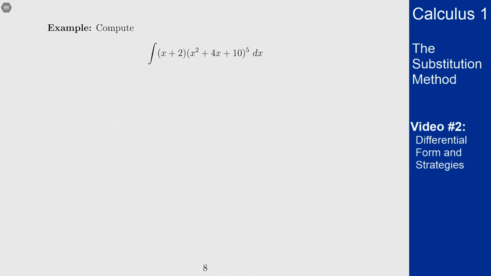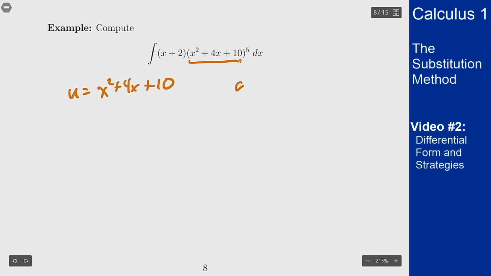Integral of x plus 2 times x squared plus 4x plus 10 all to the fifth. Well, it looks like this whole thing to the fifth is kind of like an inside function. So just like for the chain rule, the inside function is usually a good place to start. Let's see what that gives me. So if I set u to be x squared plus 4x plus 10, I then get a du that is 2x plus 4 times dx.